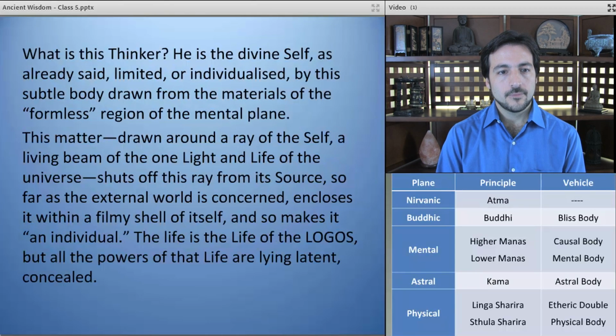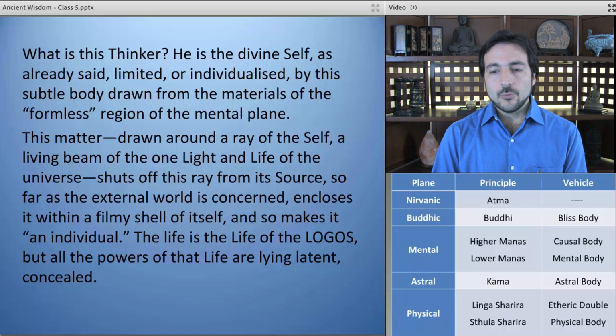What is the thinker? He is the divine self, as already said, limited or individualized by this subtle body drawn from the materials of the formless region of the mental plane. This matter, drawn around a ray of the self, a living beam of the one light and the life of the universe, shuts off this ray from its source, so far as the external world is concerned, and closes it within a film shell of itself, and so makes it an individual. The life is the life of the Logos, but all the powers of that life are lying latent, concealed.